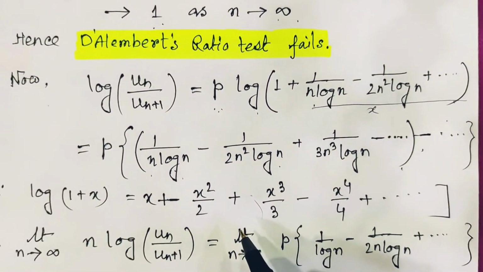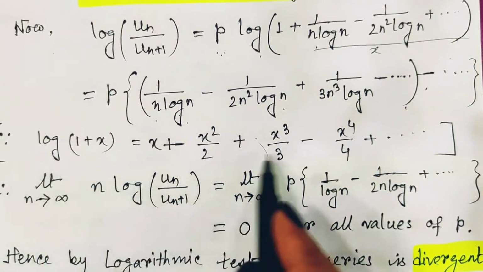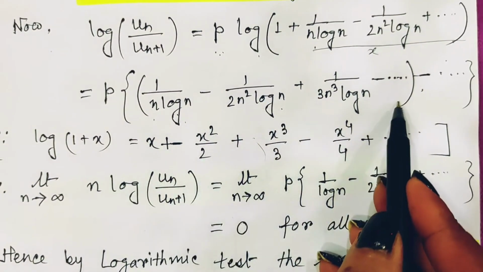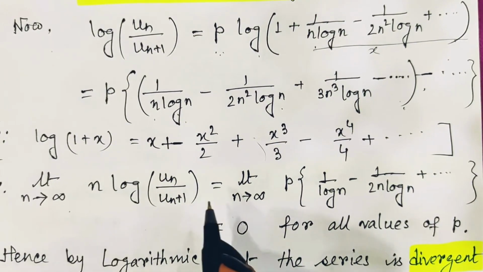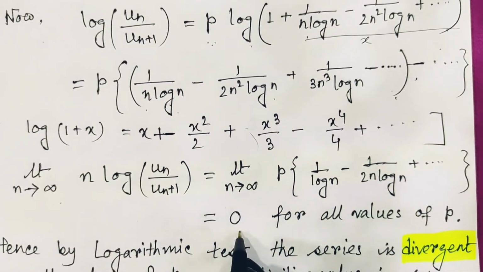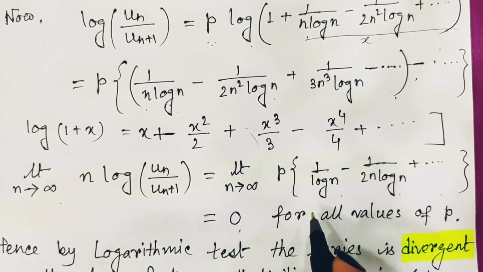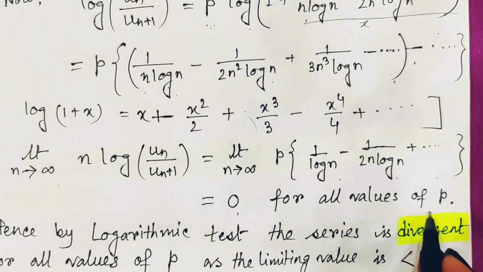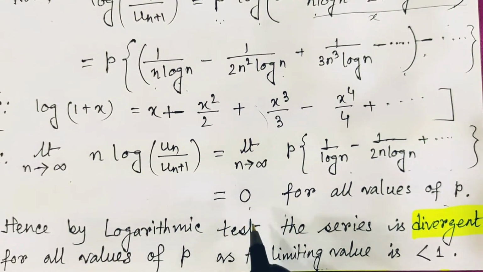So after this expansion, what to do? Here the limiting values, just look at this. This is the series, it is written also, so that you can understand better how we will write this one. Now we take the limit n tends to infinity on both sides, so that we will find out this limiting value becomes 0, because all the terms involving n, when we take n tends to infinity, the entire thing becomes 0. So for all values of p, we can say this limiting value becomes 0. So 0 means this is less than 1.